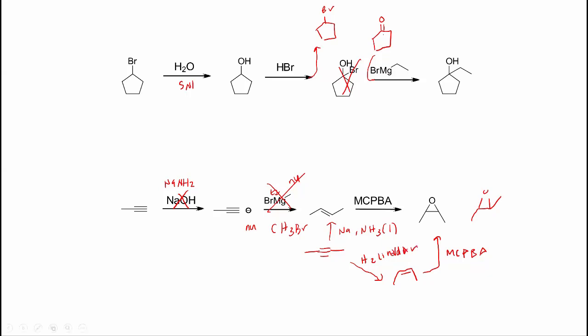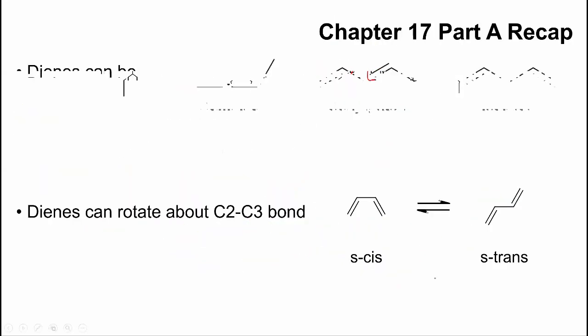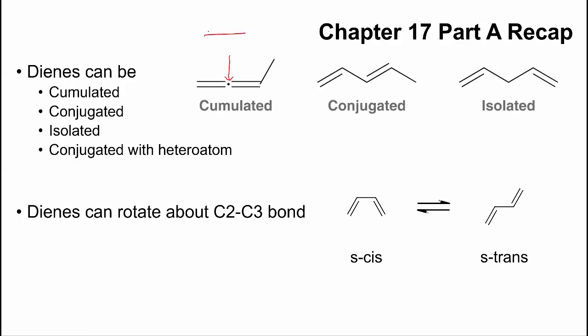All right, any questions there before I jump into chapter 17? All right, so for chapter 17, we started looking at dienes, and dienes can be cumulated where they're right next to each other. And notice that we draw a dot in the middle there so we know there's a double bond. Otherwise, it would just kind of look like this. And we don't know if somebody's drawing an extra long double bond or not. So you want to make sure you put a dot in the middle to signify that carbon there.